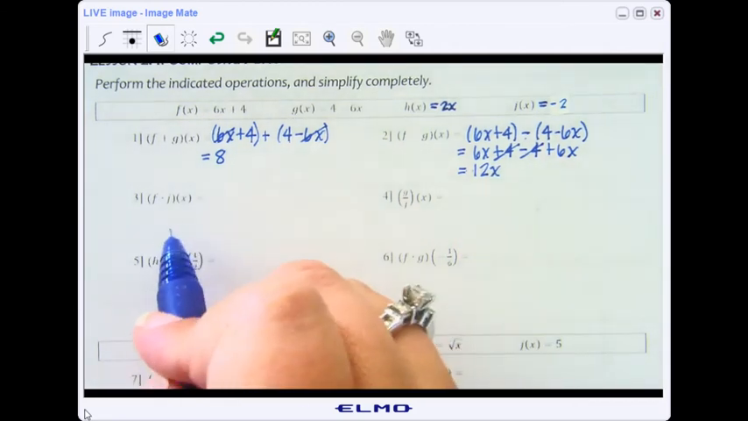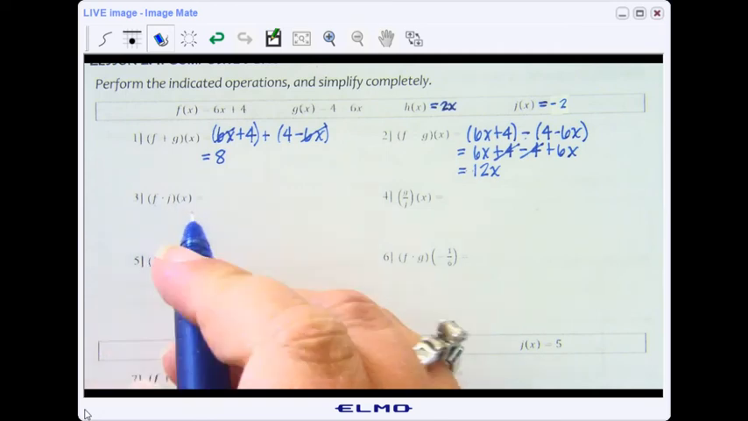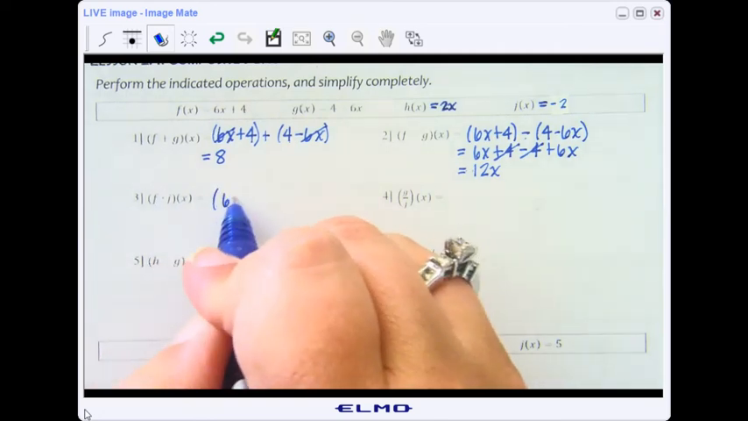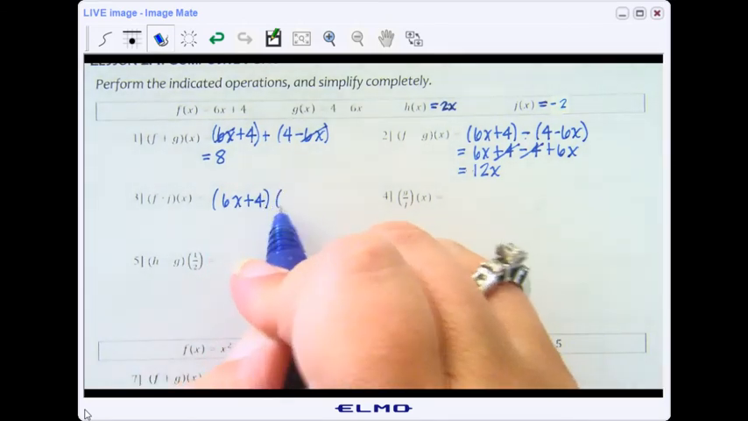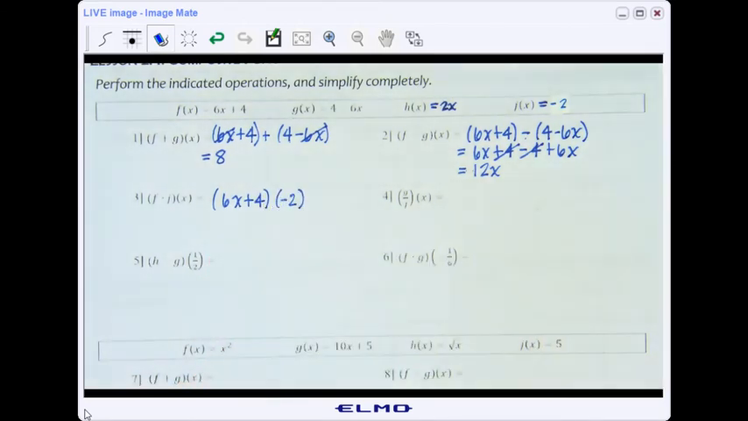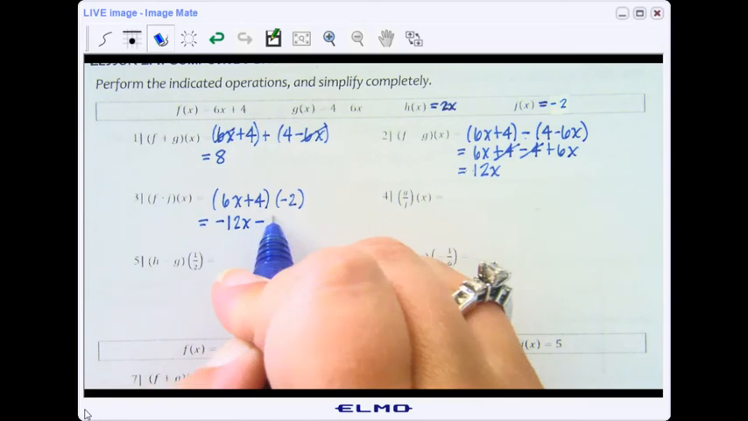And number 3, I'm multiplying f of x and j of x together. So I have f of x is 6x plus 4, and I have j of x is negative 2. When I multiply these 2 functions together, this gives me negative 12x minus 8.